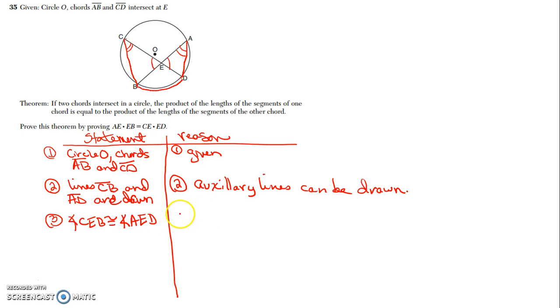And why are those congruent? The reason is vertical angles are congruent, okay? Little bow tie angles, vertical angles are congruent.